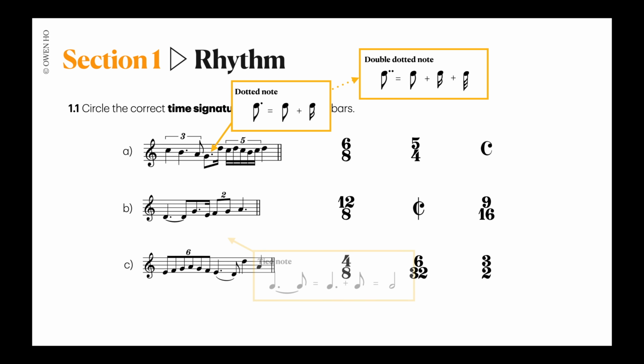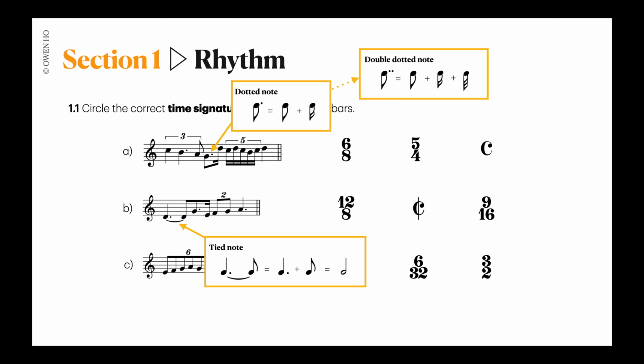Meanwhile, we also have the idea of tied notes. A tied note is an addition of two notes together. So in this case, a tied dotted crotchet plus a quaver means we add these two notes together to form a total duration of a minim.